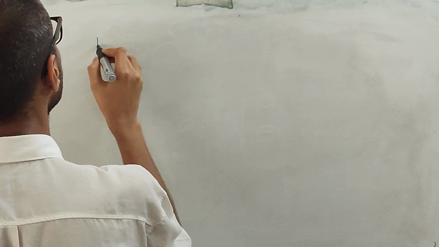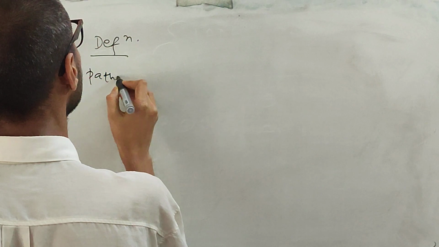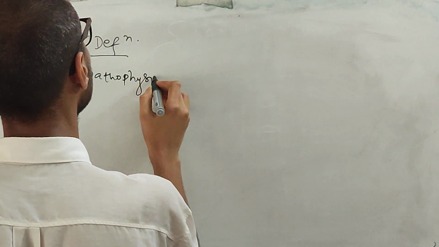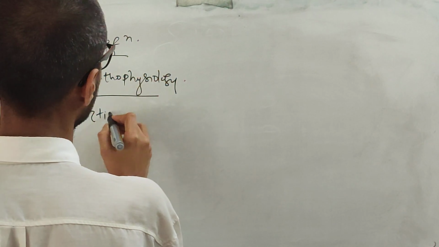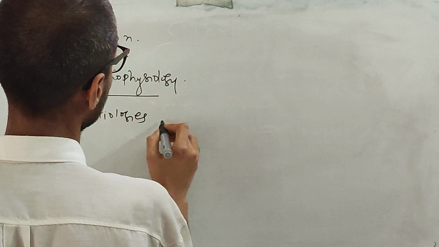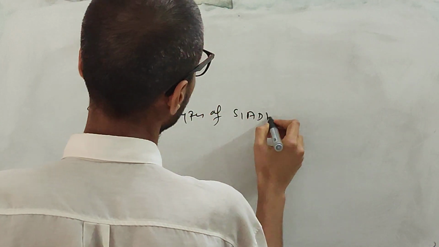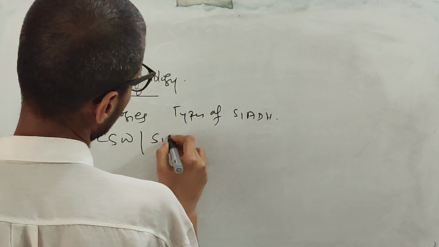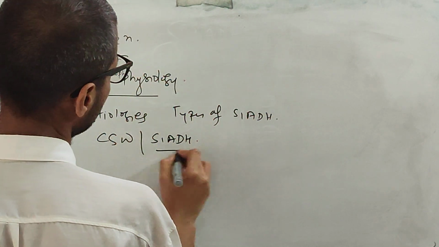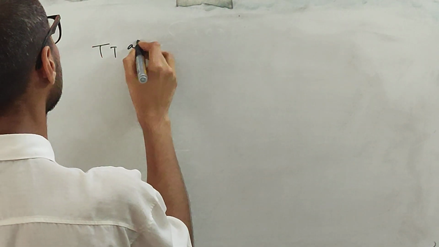So we learned the definition of SIADH. We learned about the pathophysiology of SIADH. We talked about the etiology of SIADH, types of SIADH, and then we talked about how to differentiate cerebral salt wasting from SIADH and why you need to differentiate. Now, let's talk about the treatment of SIADH.